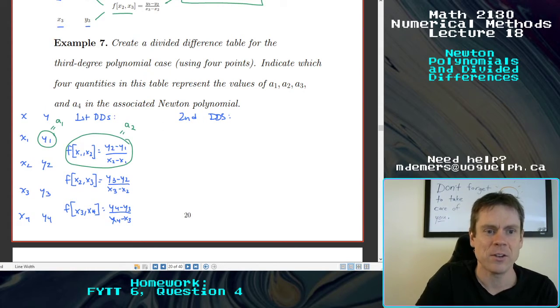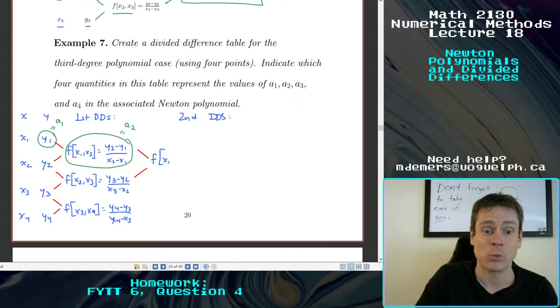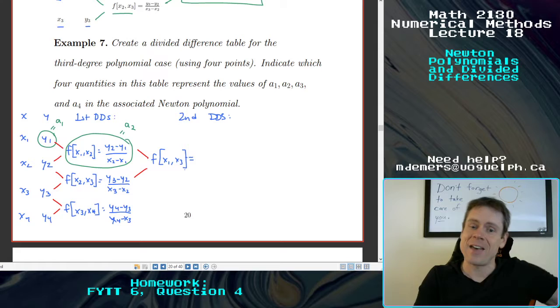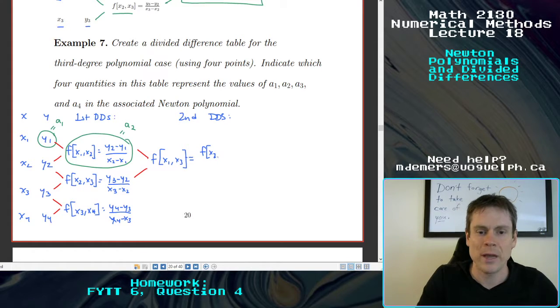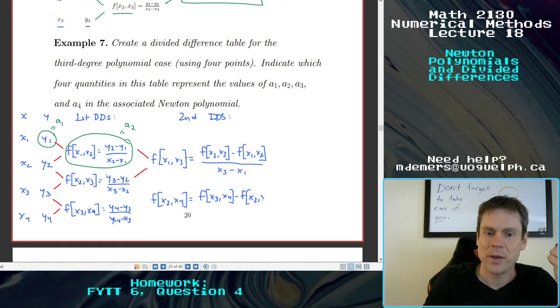So the second divided differences, let's just relate these through those kind of trees like this and this, this and this, this and this. And similarly, on the next step, we're going to have f of x1, x3, and this is going to equal not y3 minus y1. It's the previous f's, right? So f x2, x3 minus f x1, x2, and this goes over x3 minus x1, like that. And down here, this is f of x2, x4. And this is equal to f of x3, x4 minus f of x2, x3 all over x4 minus x2.